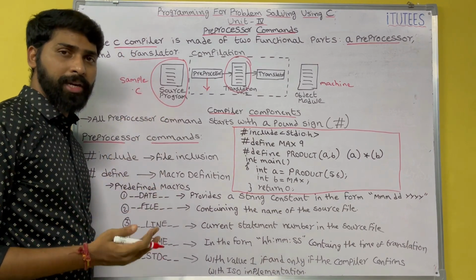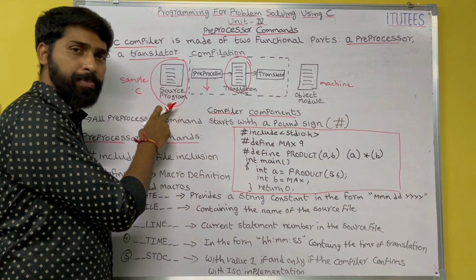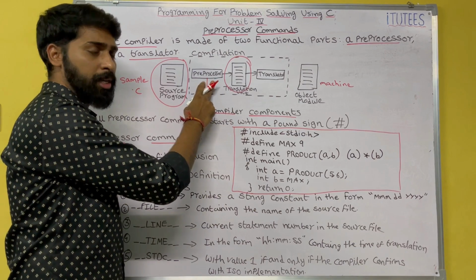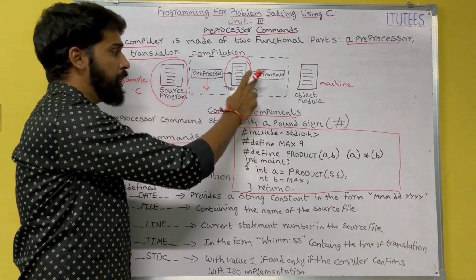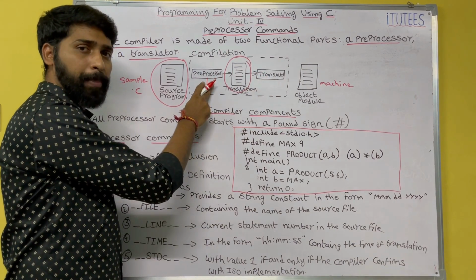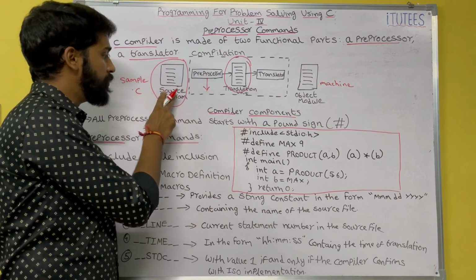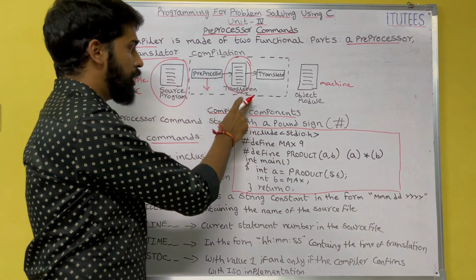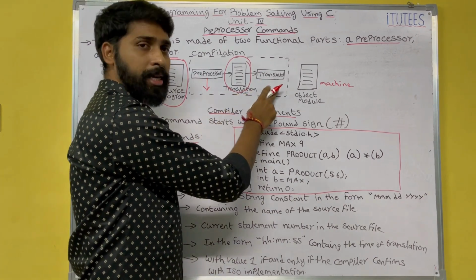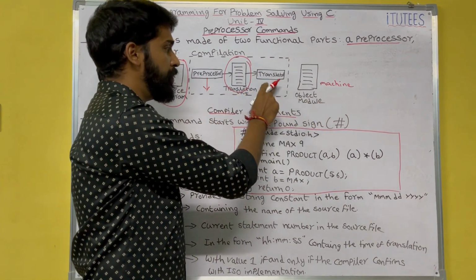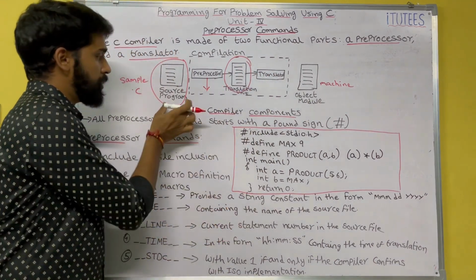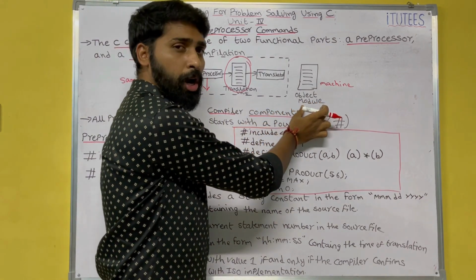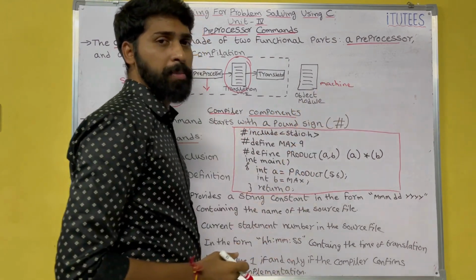So the C compiler takes a C program as input, and the compiler has two parts: one is the preprocessor, another one is the translator. First the compiler applies preprocessing on the file sample.c. Now we get one translation unit. This translation unit is translated into machine code with the help of the translator. So sample.c is the source program, and at the end we get one object module, which we call machine code.